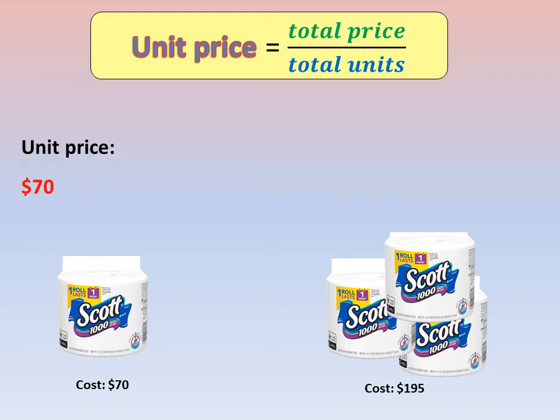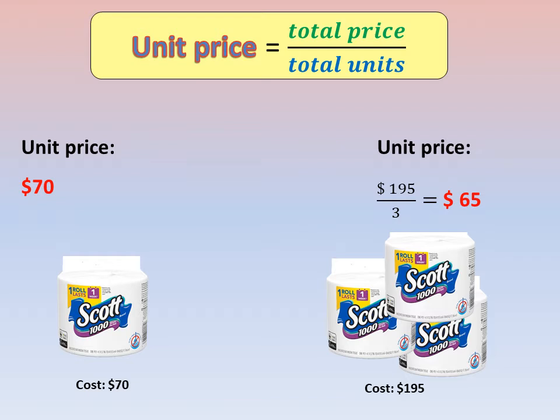Good. So, as I was saying, the total price for this tissue here is $70 and it's one unit. So of course the unit price is just going to be 70. Let's look at our second example here. The total price is $195 for the three tissues. And the total number of units is 3 because we have 3 tissues there. So we take our total and we divide it by 3 and we get 65.